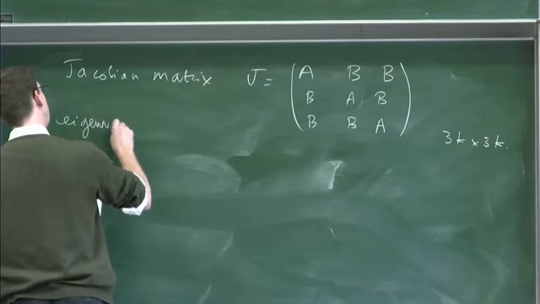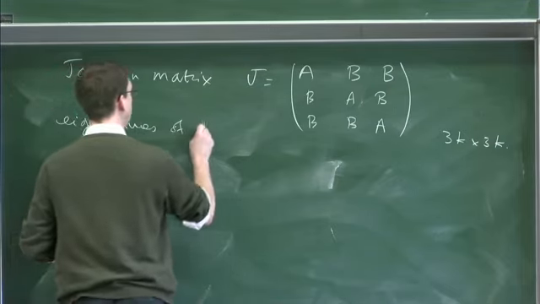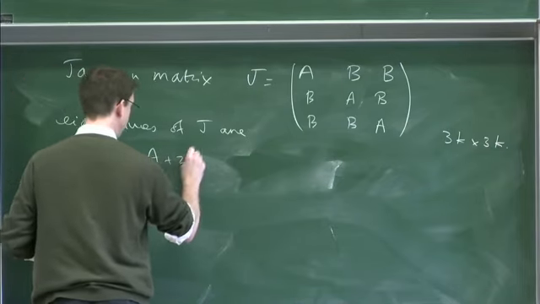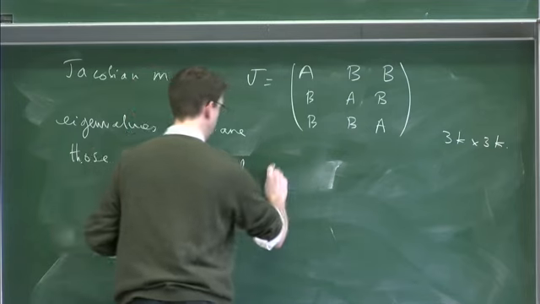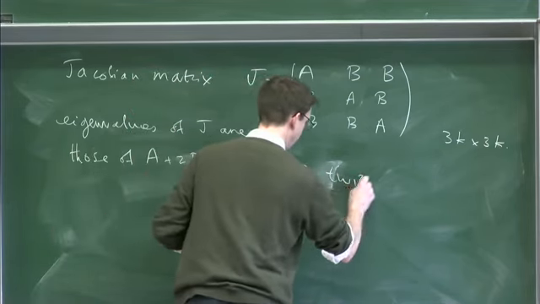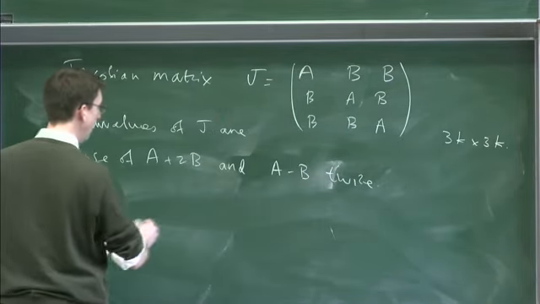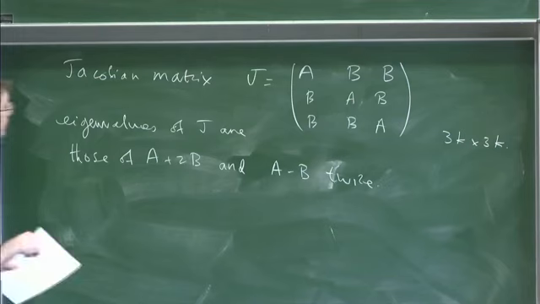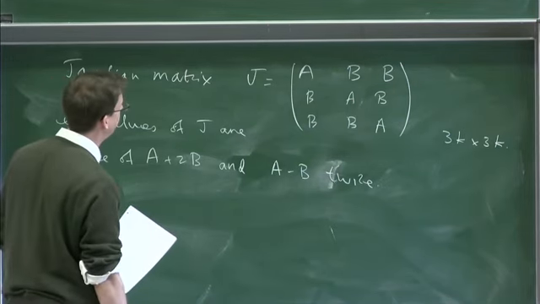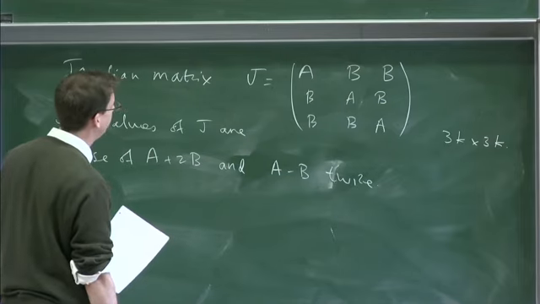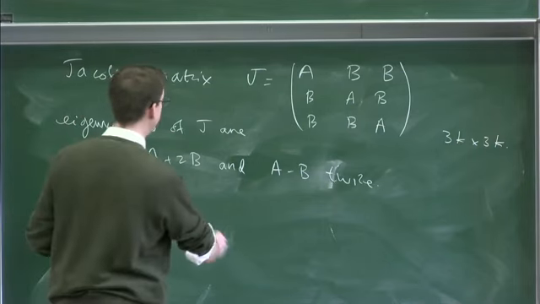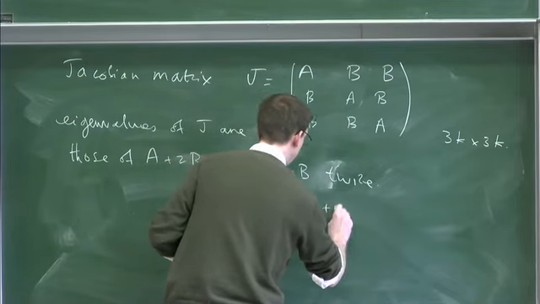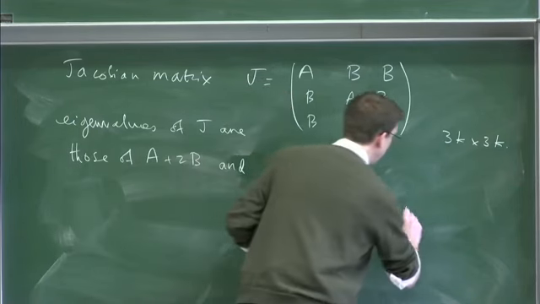So the eigenvalues of J are those of A plus 2B and A minus B twice. Okay? Because this is a block circulant matrix. So this is A plus omega squared B plus omega B, down to A minus B.